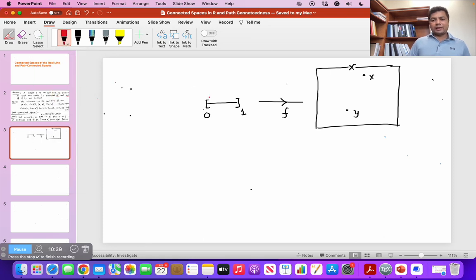the image of 0 under f is going to be x, and the image of 1 under f is going to be y. And this function, this continuous function, maps the remaining numbers between 0 and 1 somewhere between x and y. And so let's say like this, and this one is called the path from x to y.